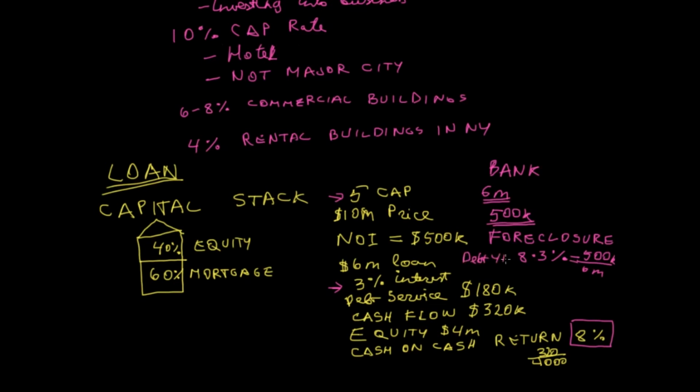which is 500 divided by 6 million. And that's what we call debt yield. Debt yield is one of the most important measures of risk. The lower the debt yield, the riskier the loan.